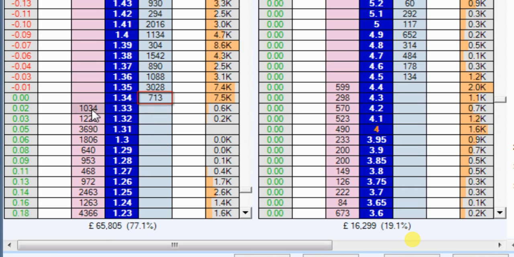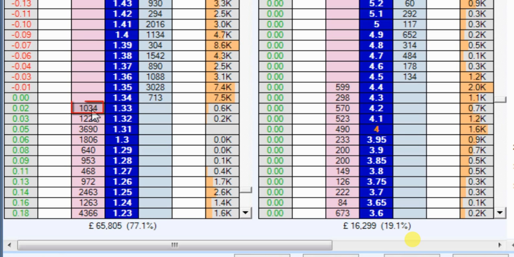So the first trade's been accepted. The back bet has been taken. We're in the trade. We're in the market. And the price below 1.34, where we placed the back trade, is 1.33. You can see that, 1.33. And you can see currently £1,034 there.